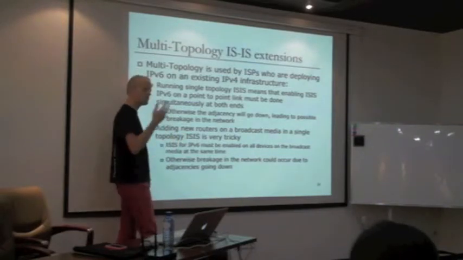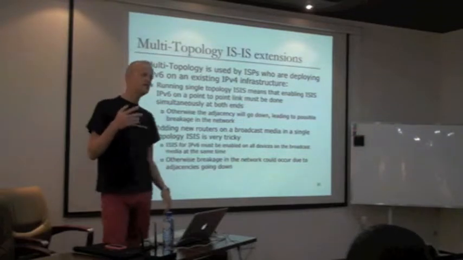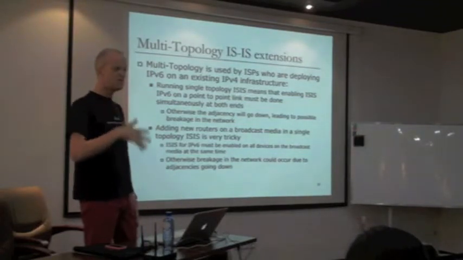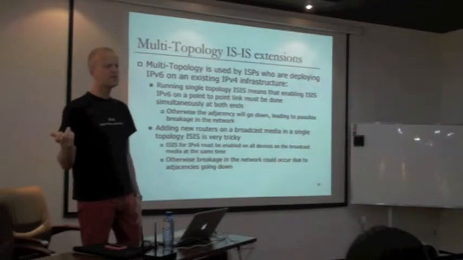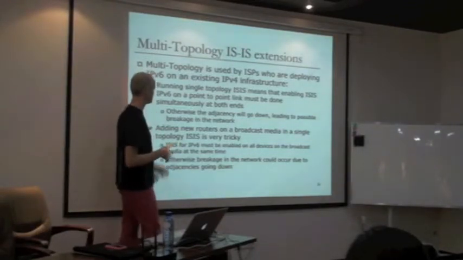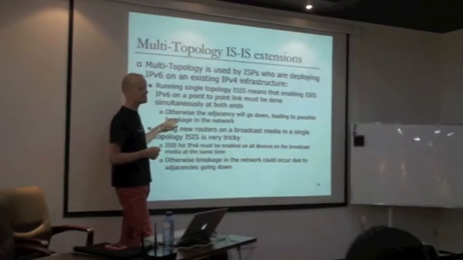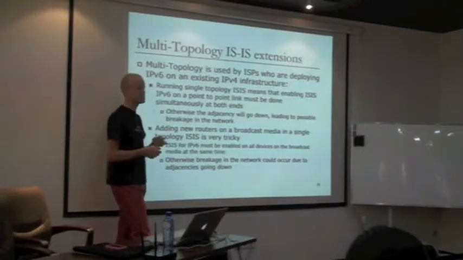So ISPs who are running an existing v4 network and want to deploy v6 will generally enable multi-topology IS-IS across their network, and then they will go and deploy v6. That way they don't get adjacencies going down, which leads to breakages in the network. So multi-topology is actually very important.